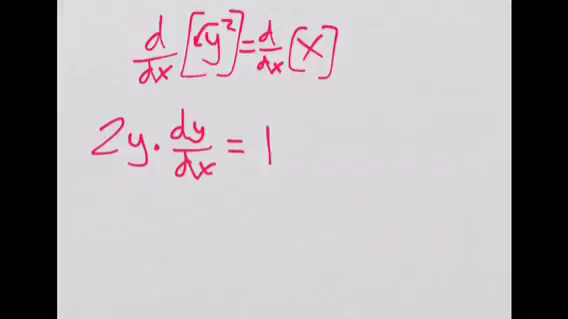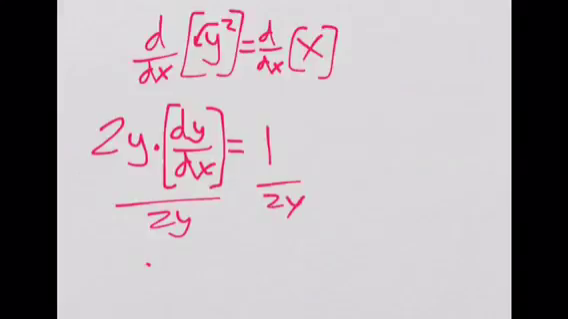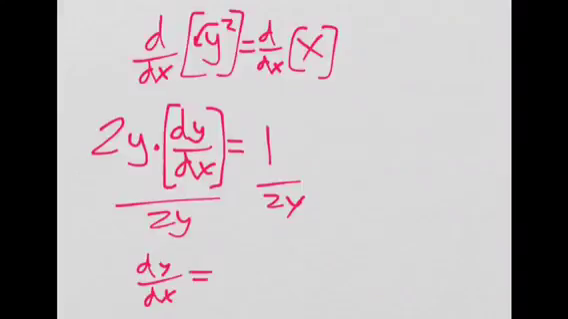And so now I have this expression here which includes this dy/dx, which I'm interested in. That is the derivative of y with respect to x. But I want to solve that for dy/dx. So I need to divide both sides by 2y. I can do that because this is an equation, divide both sides, and I get dy/dx, my derivative of y with respect to x, equals 1 over 2y.